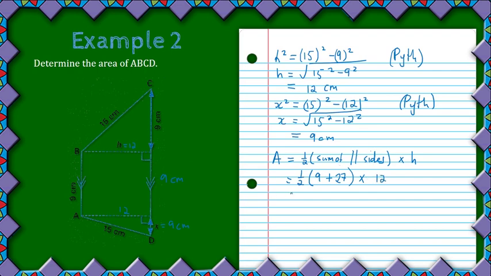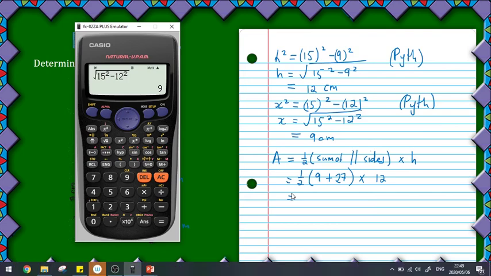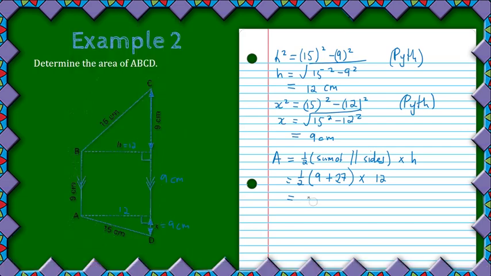All right, so this we can simply put into the calculator. This will be 0,5, and then in brackets we've got 9 plus 27, and then times that with 12, and this will give us 216 centimeters squared.